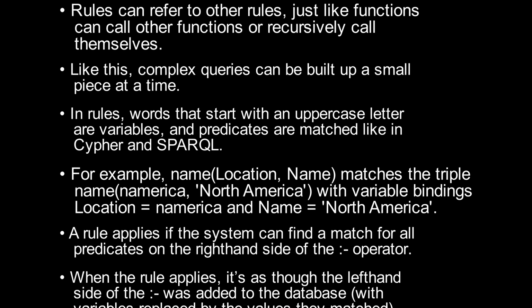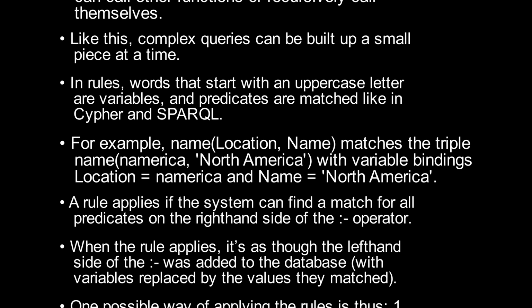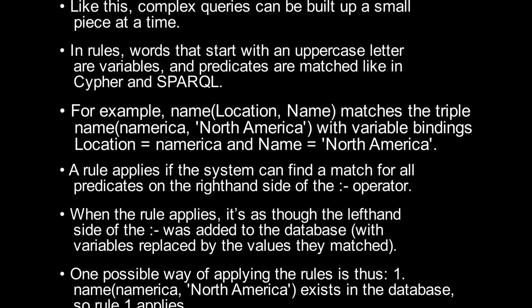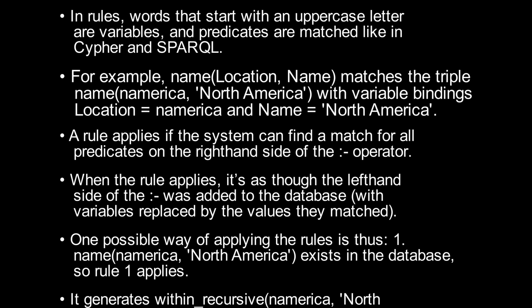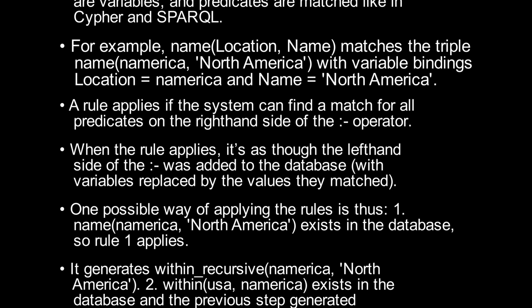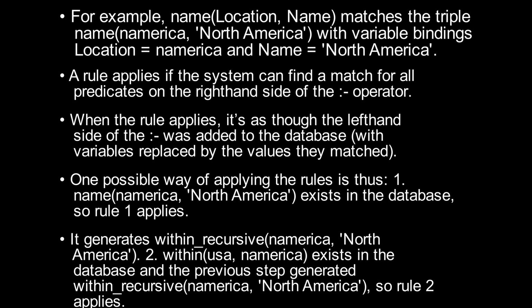equals North America. A rule applies if the system can find a match for all predicates on the right-hand side of the colon operator. When the rule applies, it's as though the left-hand side of the colon was added to the database with variables replaced by the values they matched. One possible way of applying the rules is thus: 1. name(Namerica, "North America") exists in the database, so Rule 1 applies.